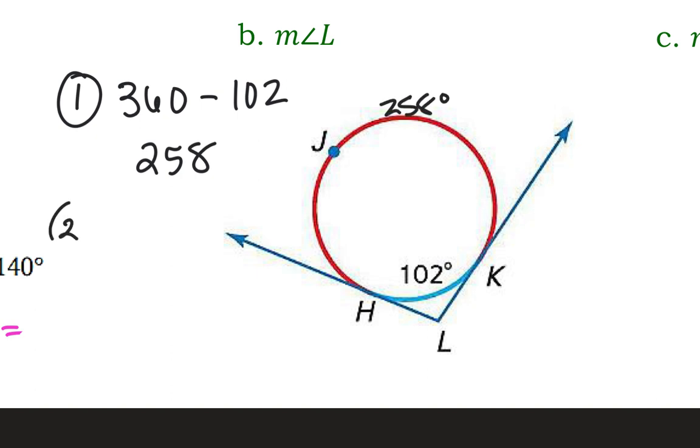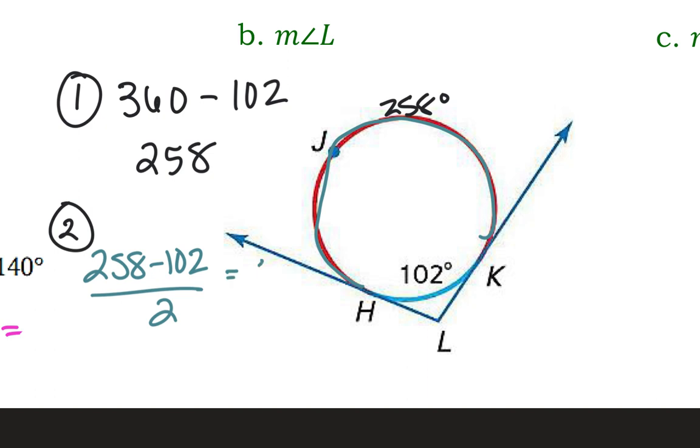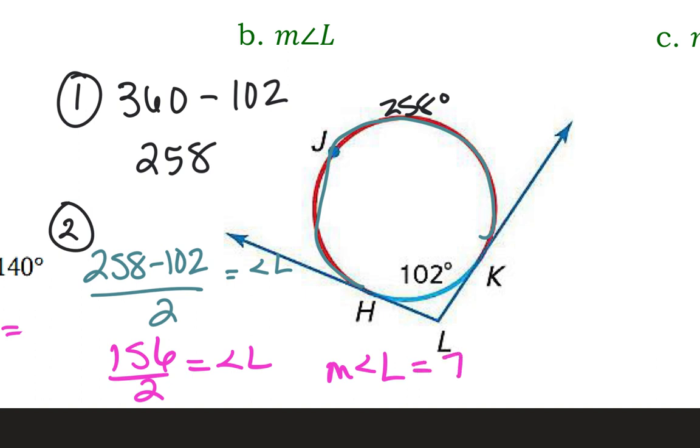So for the second step, now you apply the formula. What's our big arc? Our big arc is 258 take away 102, and then divide it by 2. This is going to give us angle L. So what's 258 take away 102? 156. Let's divide that by 2. What is the measurement of angle L? 78 degrees. All right, big arc minus the small one.